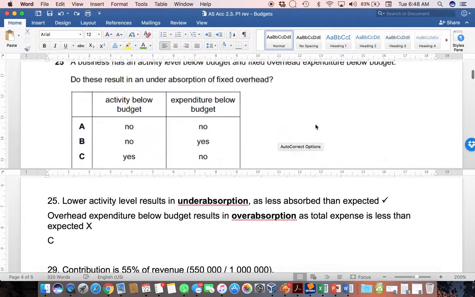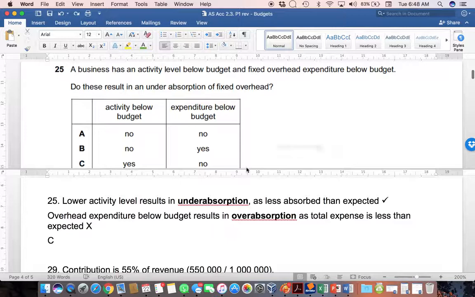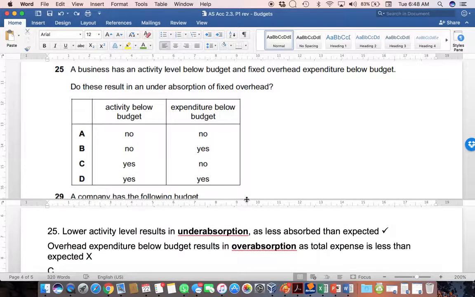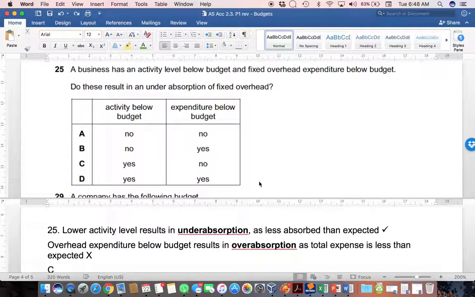Number 25. A business has an activity level below budget and fixed overhead expenditure below budget. Do these result in an under-absorption of fixed overheads? Now, we want to see which ones will be under-absorbed, and we will want to look at them individually.